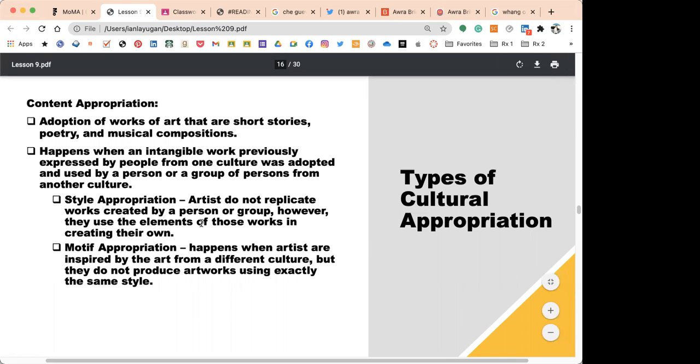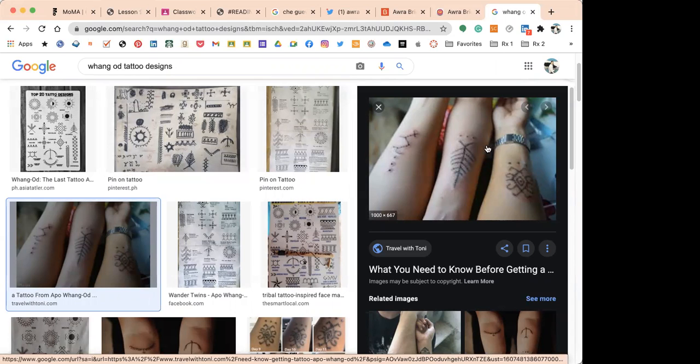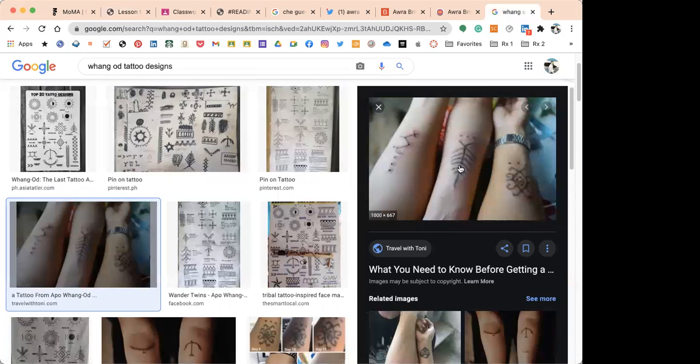So motif appropriation: you are inspired by the designs of Wang Od, so maybe there is an artist who's also going to create one, but it's sort of inspired by the lines, by the way that Wang Od creates her designs, and yun yung motif na sinasabi. Hindi siya style because hindi yung elements eh. Motif will be na-inspire siya sa art ni Wang Od. So it may not look like that.